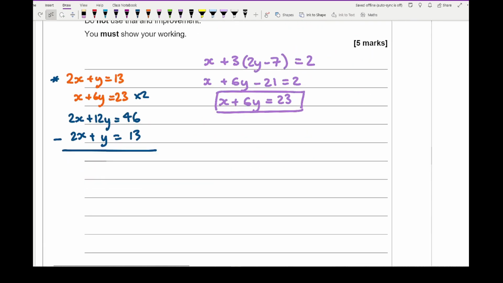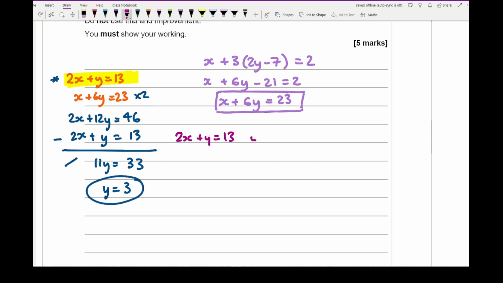Here I take away the equations because the x's are the same and they're both the same sign, so that disappears. 12 minus 1 is 11y, and 46 take away 13 is 33. So that gives me a y value of 3. Now if I take either equation, let's take this one here, 2x plus y equals 13. I know y equals 3, so that becomes 2x plus 3 equals 13. So 2x equals 10, so x equals 5.